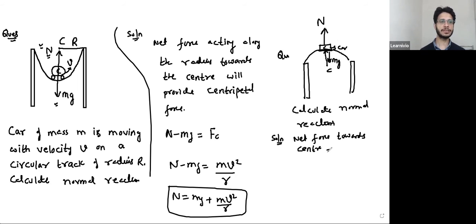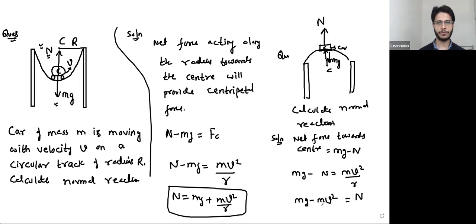This mg minus N will provide the centripetal force. So you can write mg minus N is mv square over r. Or you can say that N is mg minus mv square by r.